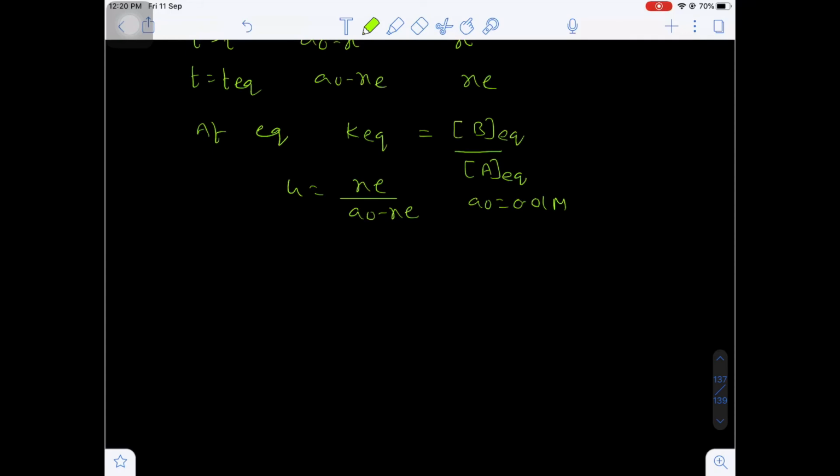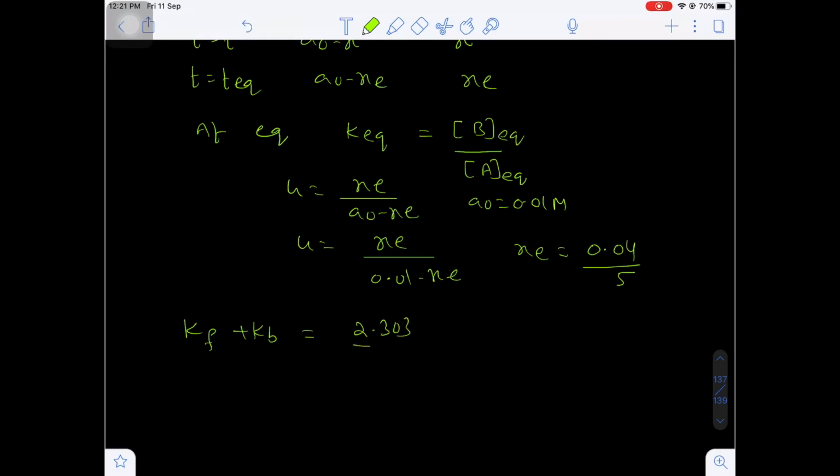From here shall I find the equilibrium concentration Xe? Yes. So here 4 is equal to Xe divided by 0.01 minus Xe, where Xe is the equilibrium concentration of the product. Okay. From here Xe equals 0.04 divided by 5. Are you getting my point? Now what is the rate constant expression? Kf plus Kb, that is K1 plus K2, equal to 2.303 divided by t log of Xe divided by Xe minus X.